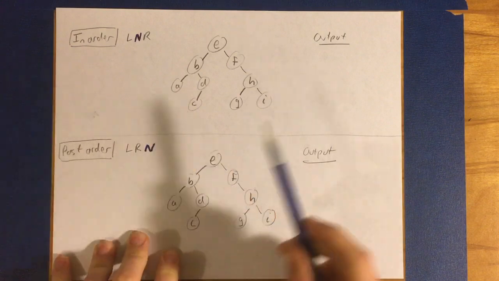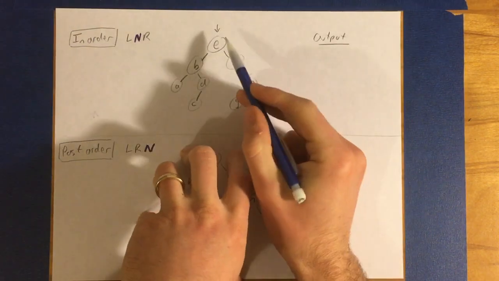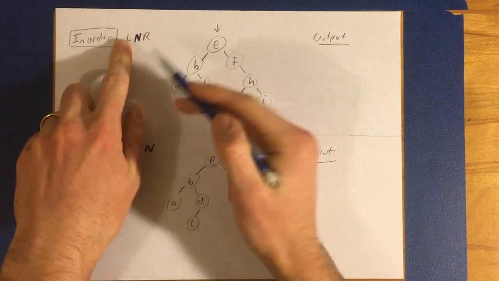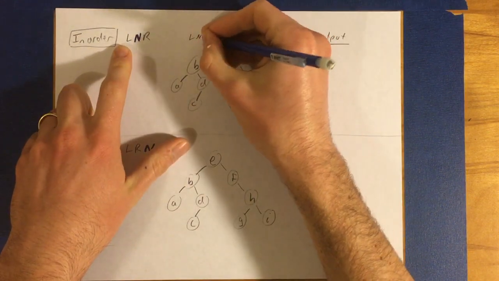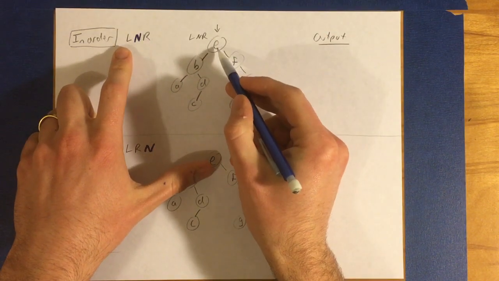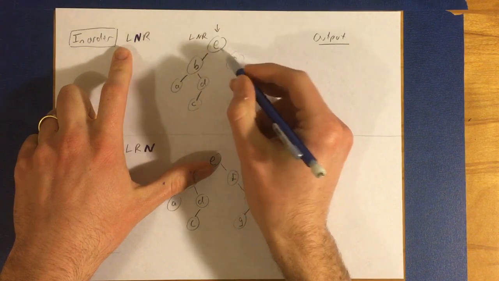So we're going to start at the root like we did last time, but rather than printing out the value of that root immediately, the first thing we do on our to-do list is visit the left child. So E is not going to print yet. All right, we're starting here, but we're going to go to left first.